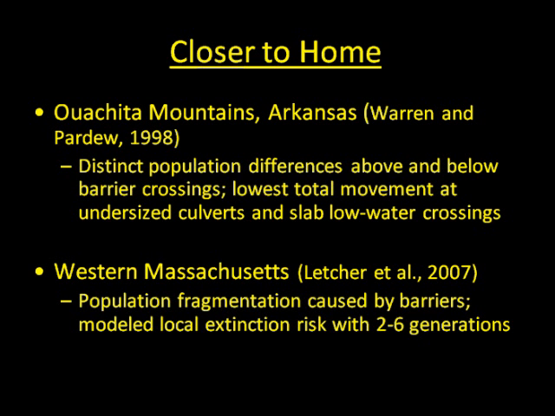Ben Letcher and his colleagues looked at a number of crossings in western Massachusetts and found that barriers fragmented local populations. They also completed a modeling exercise that suggested that local extinction could occur relatively quickly without replacement from downstream sources, in this case between 2 and 6 generations.